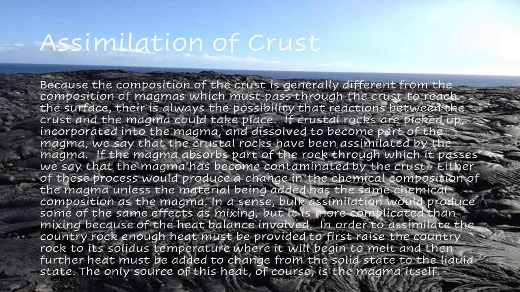In order to assimilate the country rock, enough heat must be provided to first raise the country rock to its solidus temperature, where it will begin to melt, and then further heat must be added to change from the solid state to the liquid state. The only source of this heat, of course, is the magma itself.